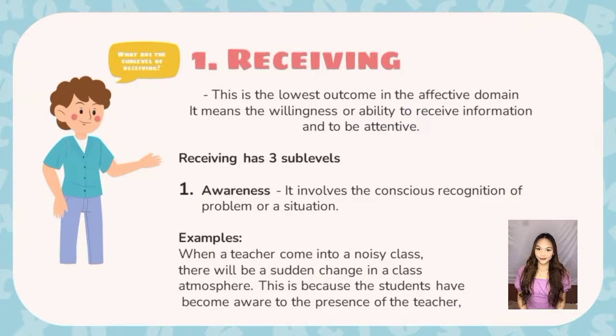Receiving has 3 sublevels. 1. Awareness. It involves the conscious recognition of a problem or a situation. Example: when a teacher comes into a noisy class, there will be a sudden change in the class atmosphere. This is because the students have become aware of the presence of the teacher.